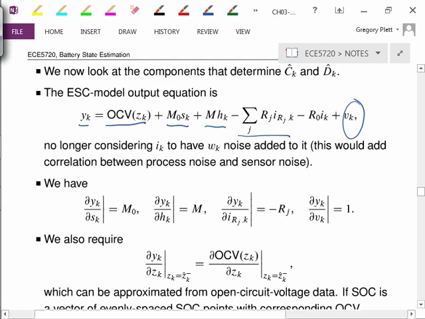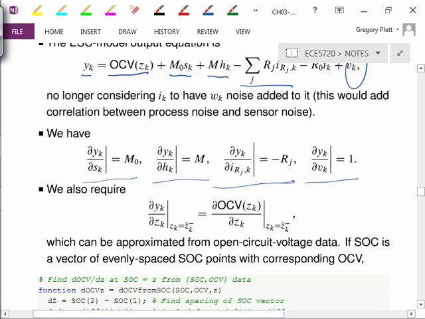Now I have to take derivatives of the output with respect to different components. So the state components and the sensor noise component. Derivative of output with respect to the SK state, well, it's linear in that state. It's just M0. With respect to hysteresis state, just M. With respect to the diffusion currents, just the resistor associated with those currents. With respect to the sensor noise, just 1.